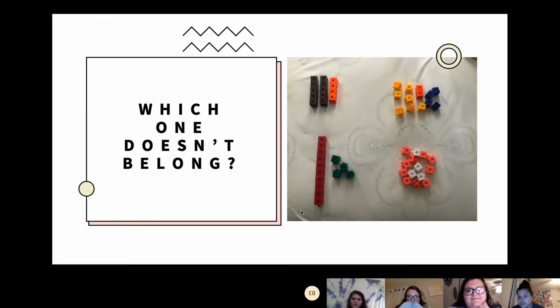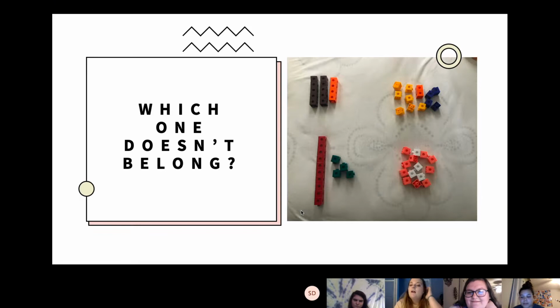I think the top right corner doesn't belong. Okay, why do you think that? All of the other groups have 14 cubes, but that group has 13 cubes. Good job. Does anybody want to explain Emily's way of thinking? When Emily looked at the image, she counted the cubes in each group and looked at the number of them and how many there were. So that's how she found out which one doesn't belong, because it didn't have the same number. Okay, great job. Who wants to go next?